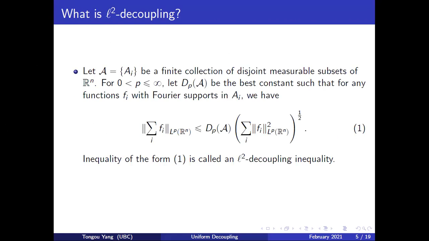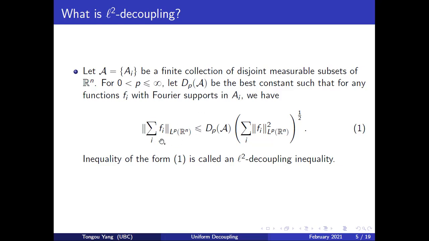First of all, what is L2 decoupling? In principle, this can be defined in a very general way as follows. Let script A be a finite collection of disjoint measurable subsets of R^n. Most typically, these will be open sets being the neighborhoods of some smooth manifold. For Lebesgue exponent p, let D_p(A) be the best constant such that for any functions f_i with Fourier supports in each of the sets A_i, we have the following inequality.